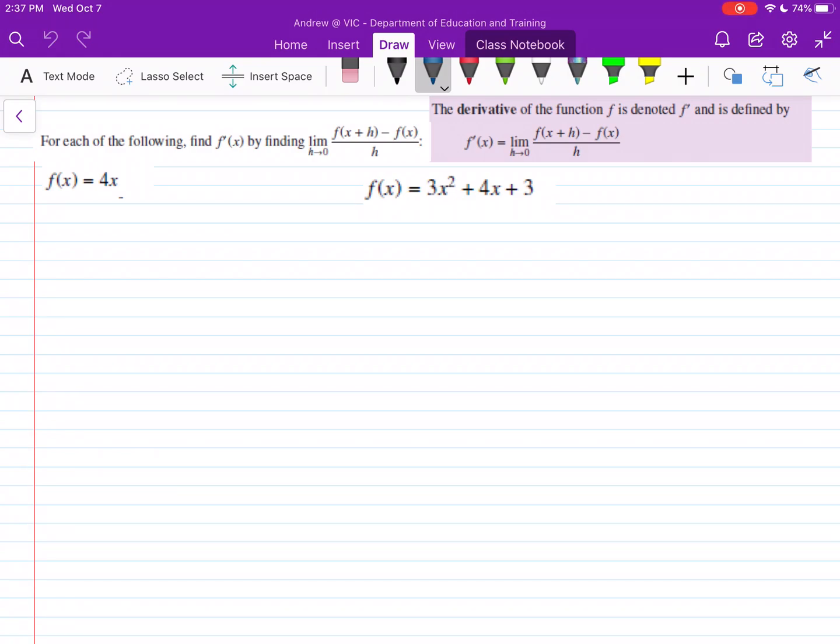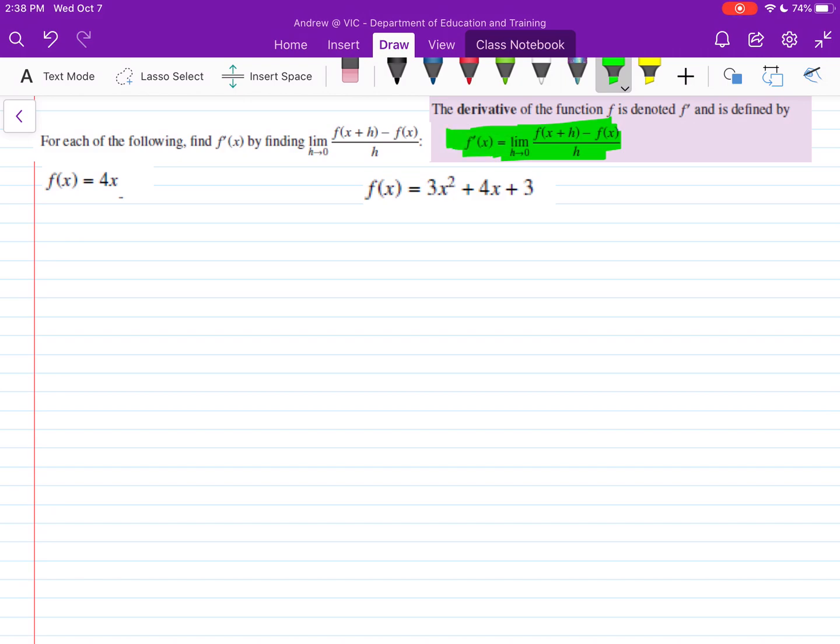G'day everyone, in this video we're going to be looking at finding the derivative using first principles. Here is how we actually do this, in the purple box in the top right hand corner. To find the derivative f'(x), we need to find the limit as h approaches 0 of (f(x+h) - f(x)) all over h. So this is what we need to do.